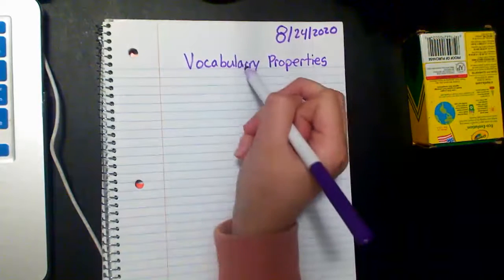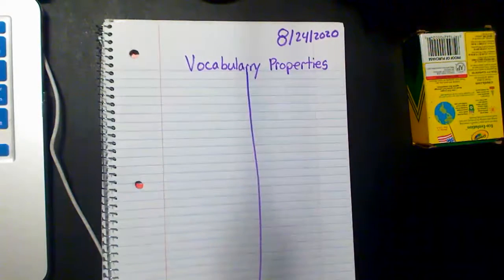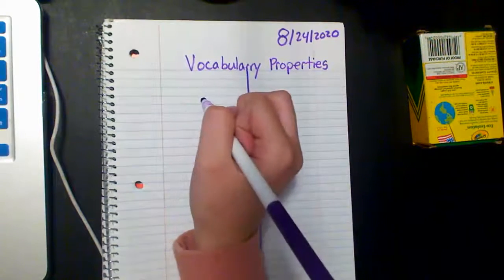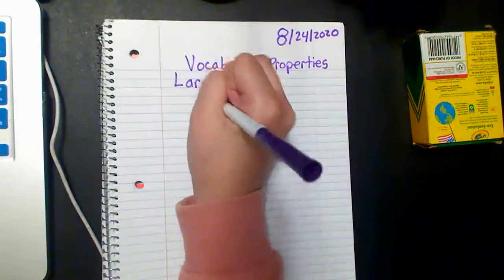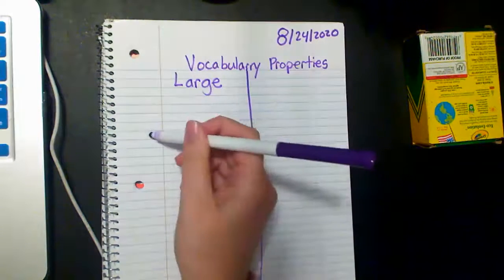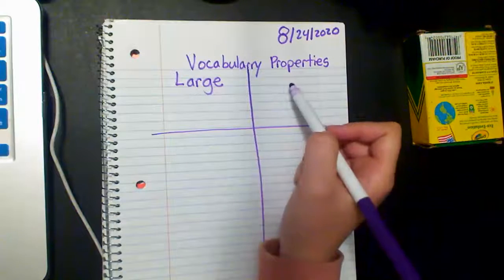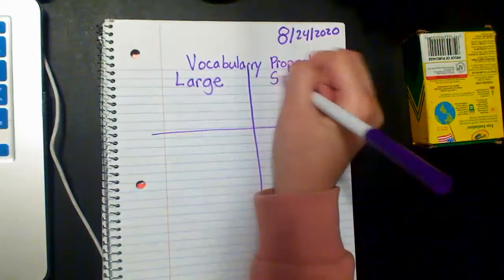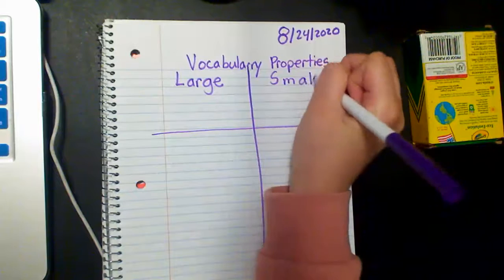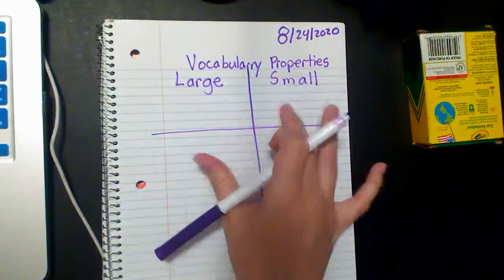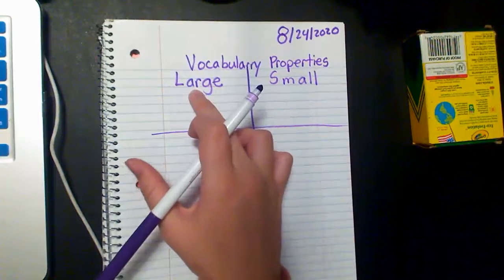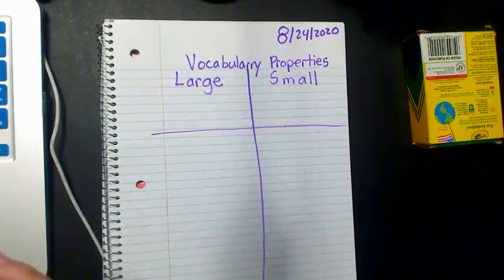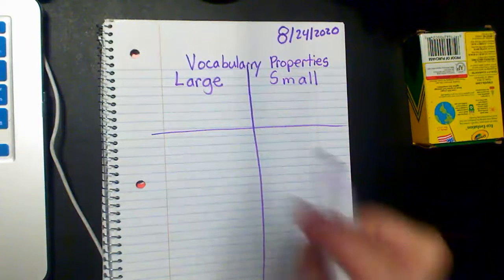I'm going to first make a line down the center of my page, and for our first word, we're going to write the word large, L-A-R-G-E, and then I'm going to make a line. Our next word is small, S-M-A-L-L. And then we're leaving space here because we're going to draw pictures of what these words mean to help us remember when we look back on it and say, oh, large means this, small means this, okay?